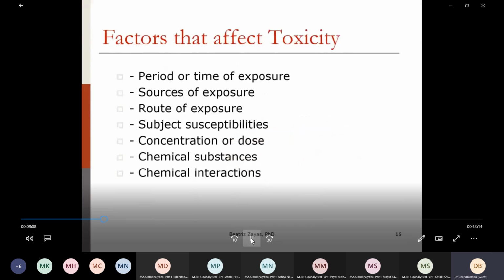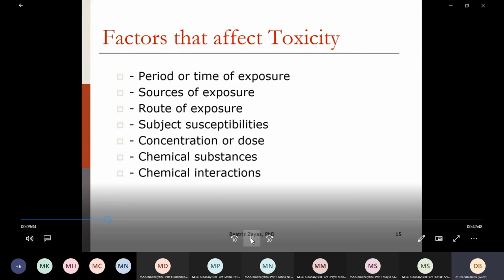One of the questions that I hear continuously is, why would the same substance affect certain people, but not everybody? A typical question is in the case of cigarette smoke. Well, there are multiple factors. It's not only about the substance. There are also other factors that affect toxicity. In this case, we have the period or time of exposure. How long have we been exposed to that substance?